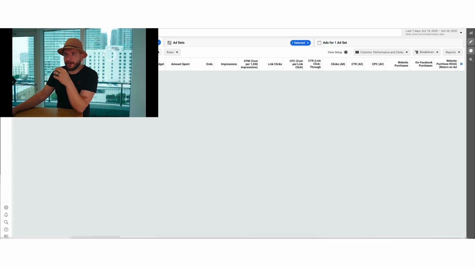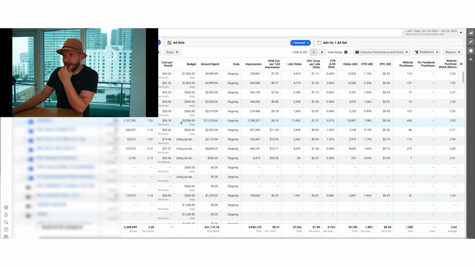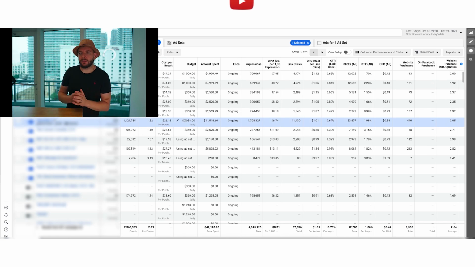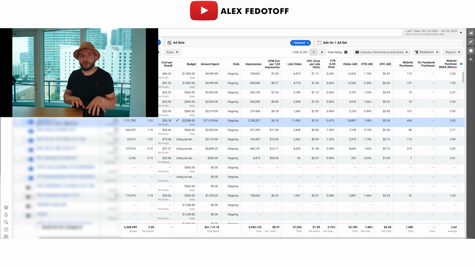Now, in terms of budget, right? Budget-wise, guys, we went pretty heavy here. It is a $2,000 a day budget, right? And out of that $2,000 budget, you can see it's not spending the whole $2,000. It is spending approximately $1,500 a day, which is still pretty good. But if we would have had a budget of, let's say, $100 or $200 or $300 a day, then we would just cut ourselves short, because we would simply not get all of these impressions.